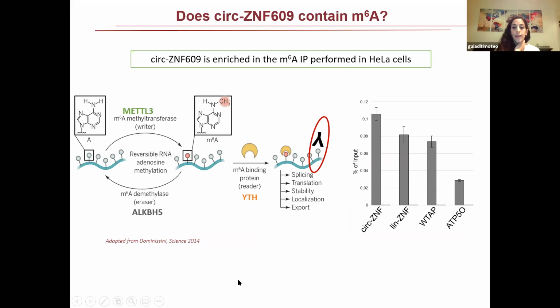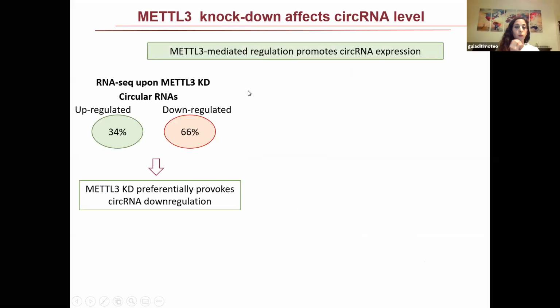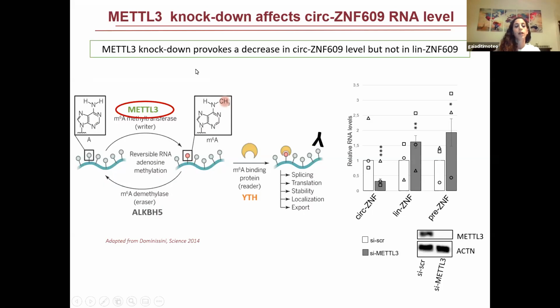An antibody against m6A exists, so that you can immunoprecipitate all the RNA containing m6A. And as you can see here, circRNA 609 is enriched in the IP fraction, even more than its linear counterpart, but also than the positive control we used. And we used ATP50 as negative control. So, once established that the m6As are on circRNA 609, in order to investigate their role, we knocked down METTL3.